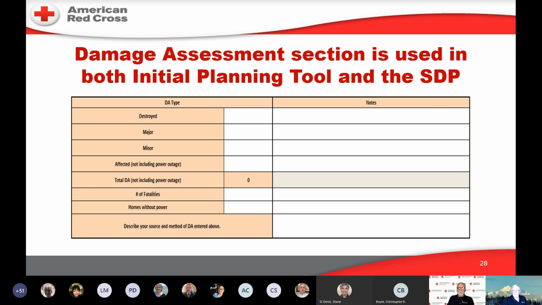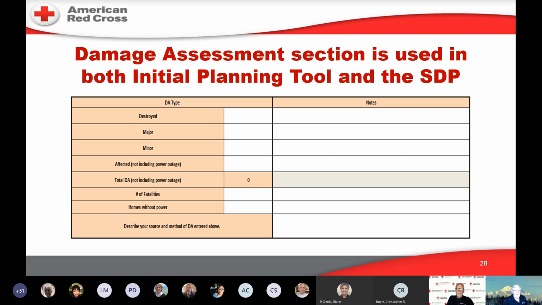Welcome to the initial planning tool. This is the first part of the service delivery plan. This one is required within what, 96 hours? Yes, that's general. Well, the initial planning tool, hopefully a little quicker than that, 72. Yeah, normally I try to get it out within 48. In a level 2, you stand a good chance of getting it out within 24.